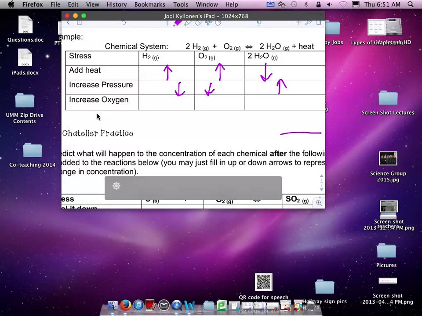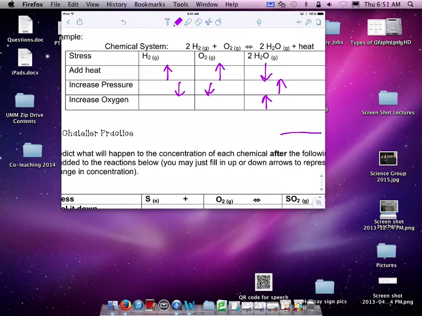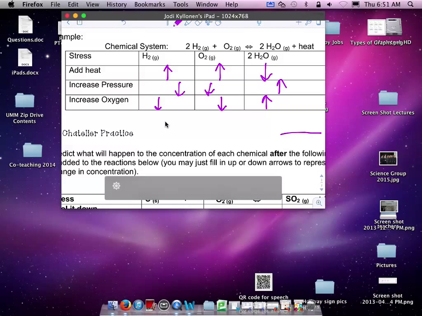The next one, well, what if we take this system and we add in some oxygen? Well, oxygen is on the reactant side. So if I add in oxygen, that means there's too much oxygen, which means this side is stressed out. There's too much of it. So to relieve that stress and get back to being balanced, it goes towards the product side. So the products need to increase, but that can only happen if both of the reactants decrease. That is Le Chatelier's principle.